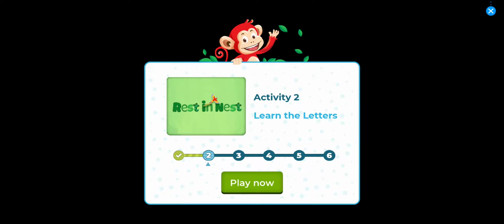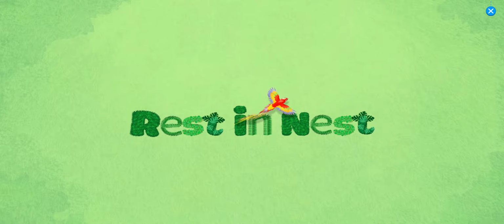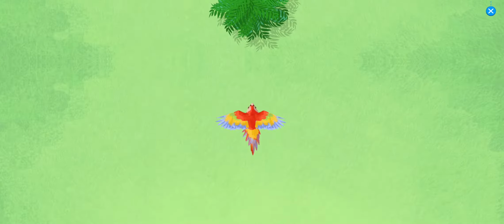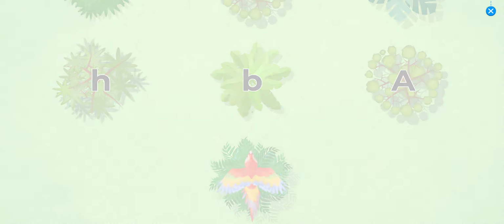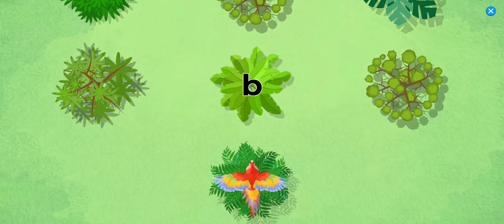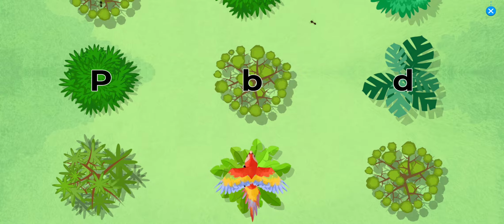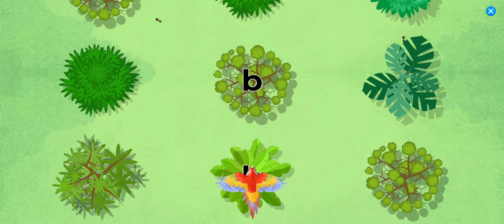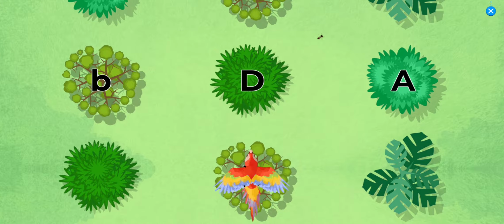Activity 2. Rest in nest. Let the bird fly to the leaves with the word B. B. B.